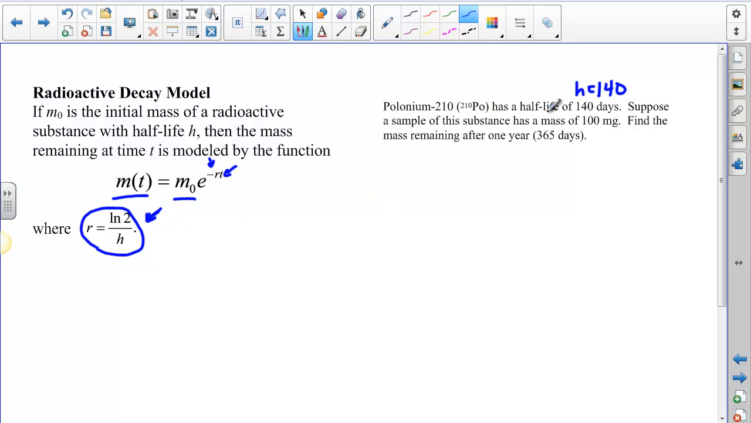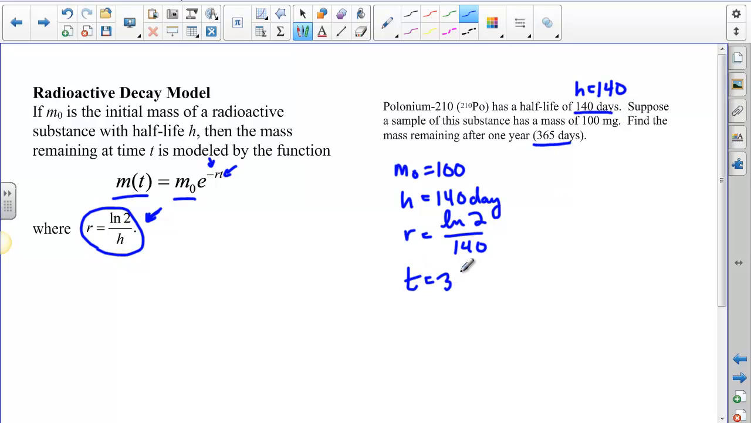So polonium-210 has a half-life of 140 days. Suppose the sample substance has mass of 100 milligrams. Find the mass remaining after 1 year or 365 days. They give this because they know the half-life is in days. We want to keep the units the same. So writing down what we know, M sub 0 is 100. We know h is 140 days. And because of that, we know that r is equal to the natural log of 2 divided by 140. So we'll keep it like that. And we know t is equal to 365.